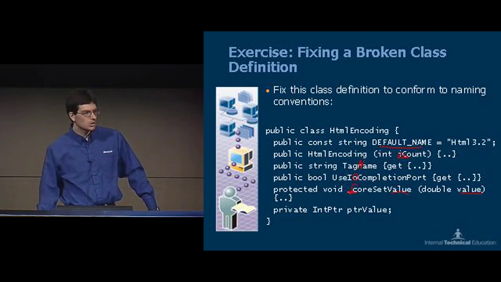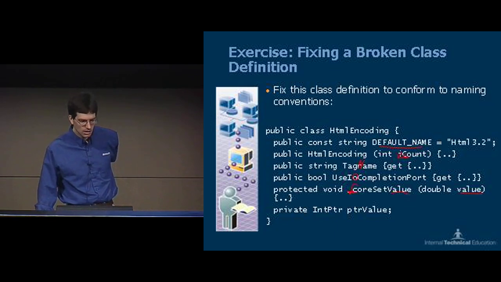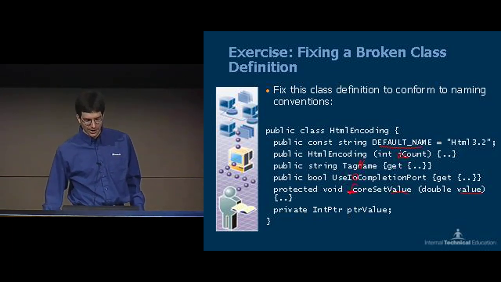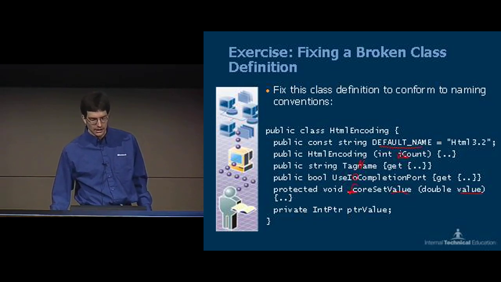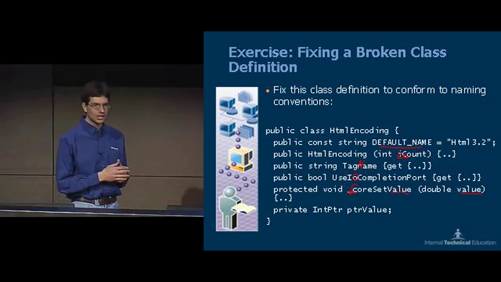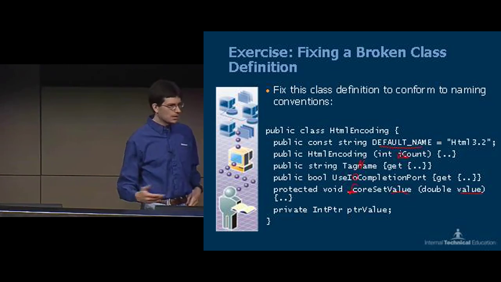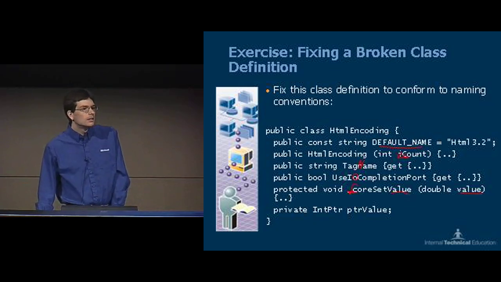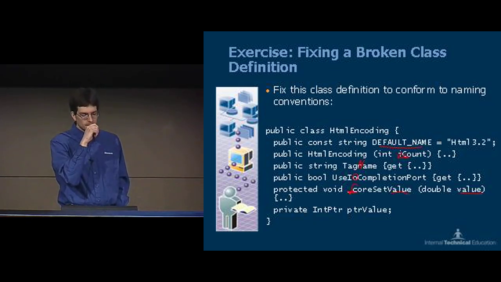So anything else on this core set value guy? Right, so what he's saying is, look, this guy's protected. Should it have a capital C instead of a lowercase c? Absolutely. What we mean by publicly exposed is your public and protected members. So it's protected, so it should be capital. It should be like core values, and then also make it a property rather than a method.